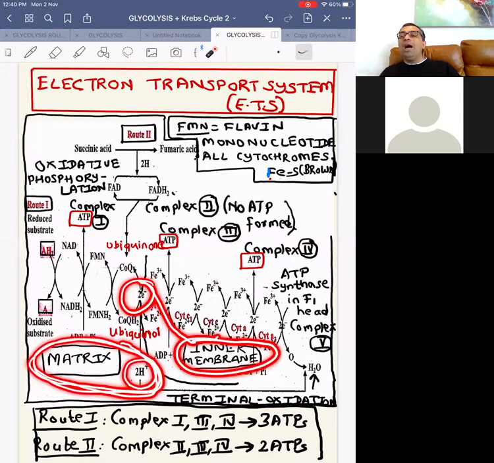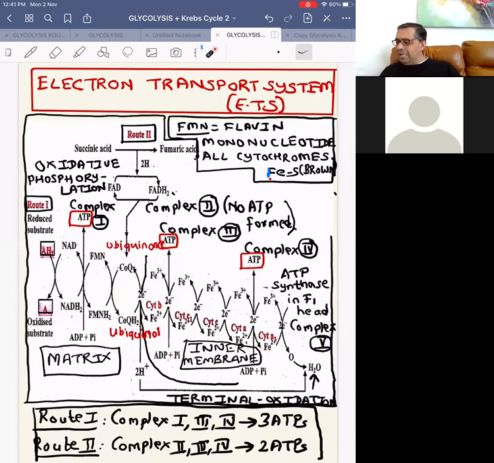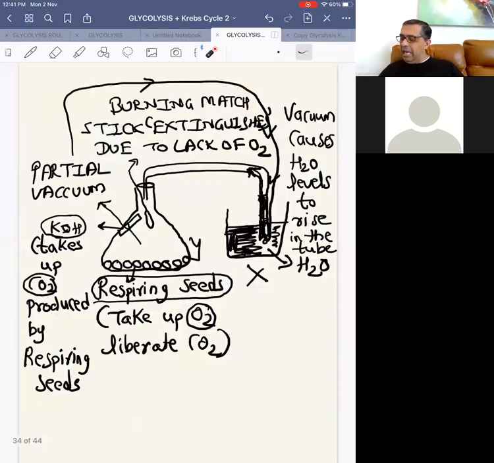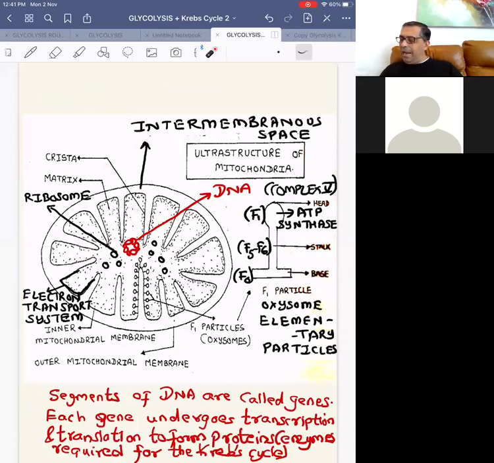Electrons will pass into the inner mitochondrial membrane, which has a series of electron acceptors. We will come to it. You may remember right now: cytochrome B, cytochrome C1, cytochrome C, cytochrome A, cytochrome A3, and finally oxygen. Where are all these electron acceptors found? On the inner membrane.